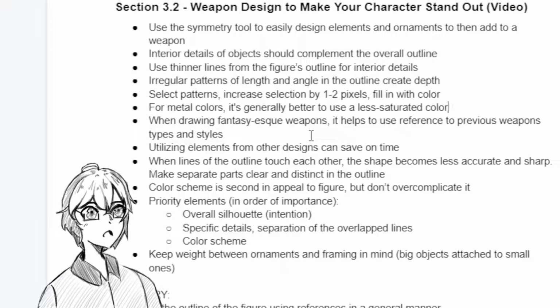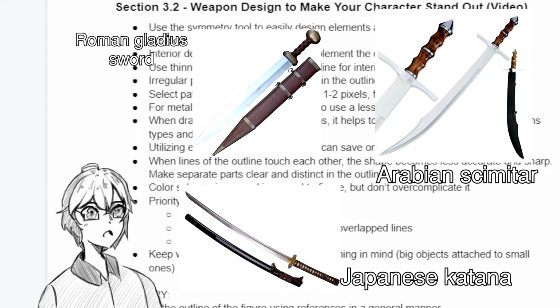And then when drawing fantasy-esque weapons, it helps to use references to previous weapon types and styles. If you note, a lot of MMORPGs, gacha games, anything like that that have a lot more fantasy elements, most of the time they're just using a mix of weapons from different staples and cultures throughout the centuries. So you can use those references to help get you a lot of different ideas for how the weapon can possibly look. I'll list some of the references on screen that you can use, but it's just good to do your studying about what weapons were previously used in the past and how you can use those styles to create better ideas for your own weapons.